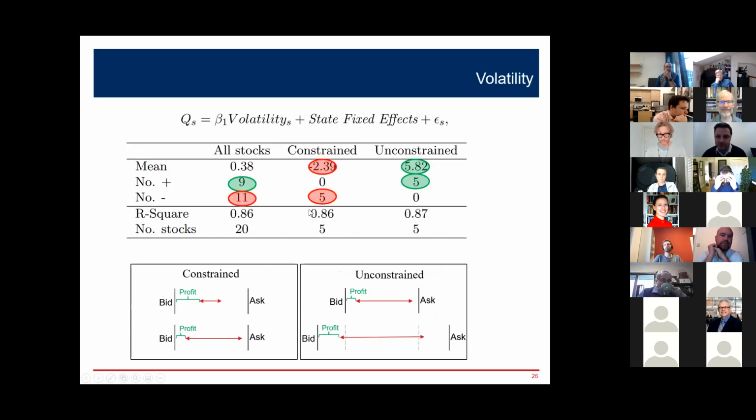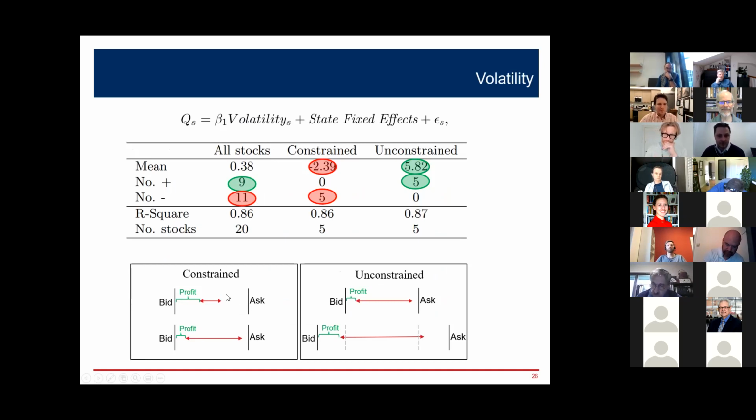Volatility has also got a nice result. So if I run the regression on all 20 of my sample stocks, where I'm trying to see the importance of volatility, I get pretty mixed results. But remember that there are those two opposing forces. And when you bring in the fact that you've got a mandated 1 tick spread, you get pretty interesting results.